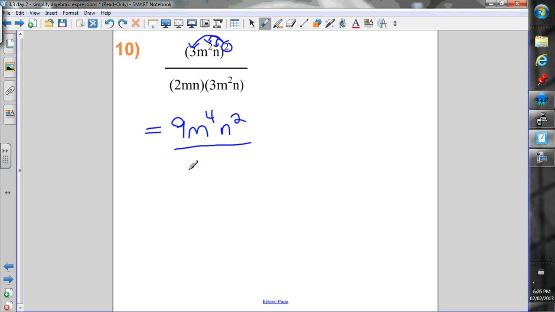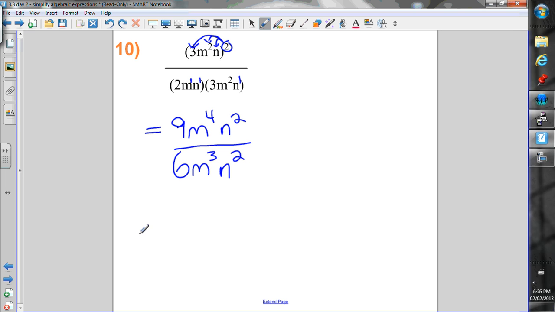Okay, now let's simplify the bottom here. I have 2 times n times 3 times m squared times n. First thing I'm going to do is I'm going to simplify these coefficients. 2 times 3 is 6. Now look for powers that have the same base. I have an m times an m squared. Remember, this m has an exponent of 1. m times m squared, multiplying powers to the same base. You keep the base the same and add the exponents. 1 plus 2 is 3. And I have an n times an n. So an n to the 1 times an n to the 1. Multiplying powers to the same base, keep the base the same, add the exponents. 1 plus 1 is 2.